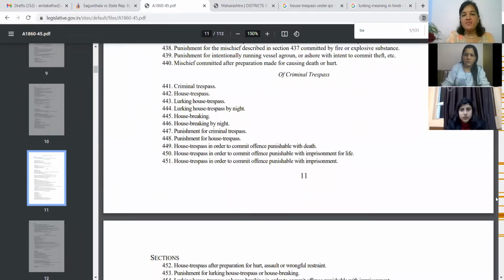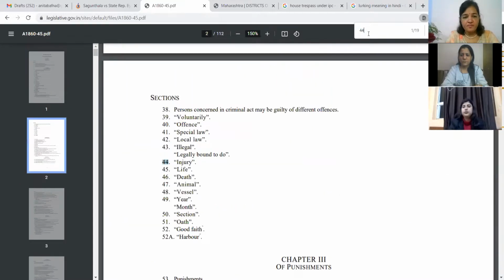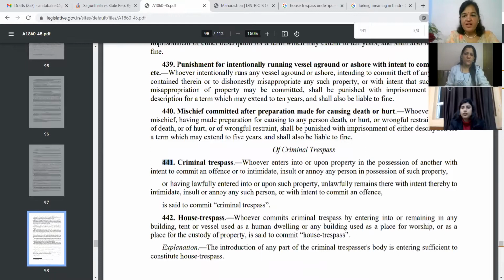Now trespass is going into somebody's house or somebody's property, entering a property where we are not allowed to enter by law. Now we go to Section 441. Criminal trespass.